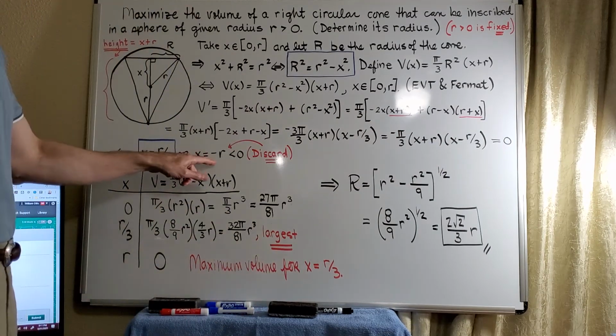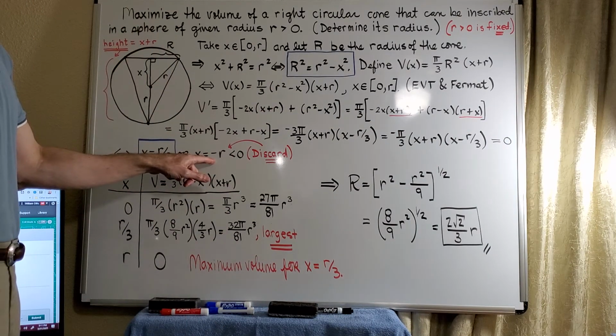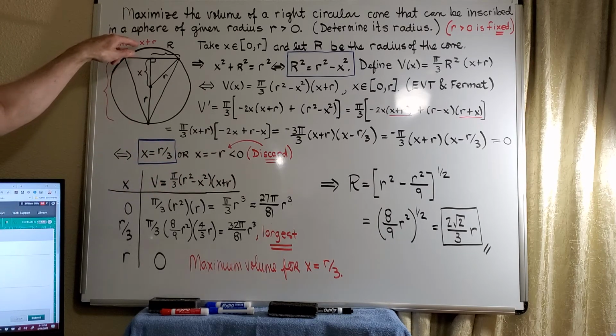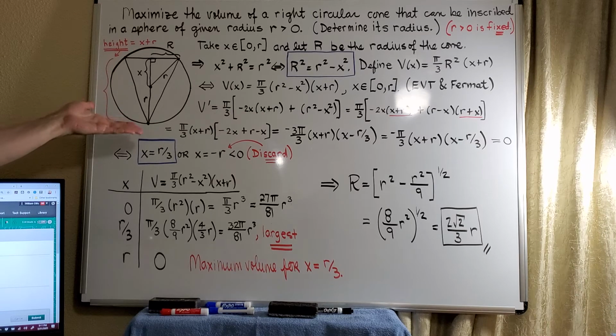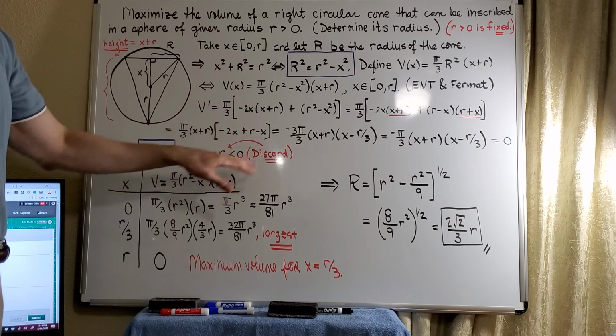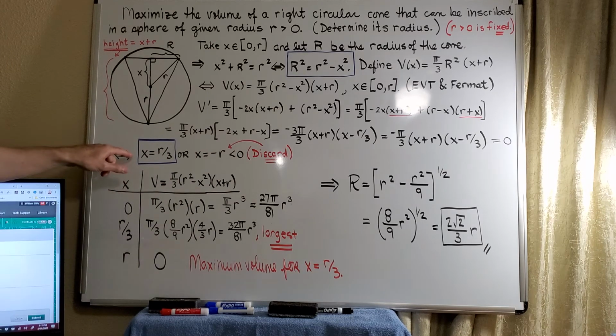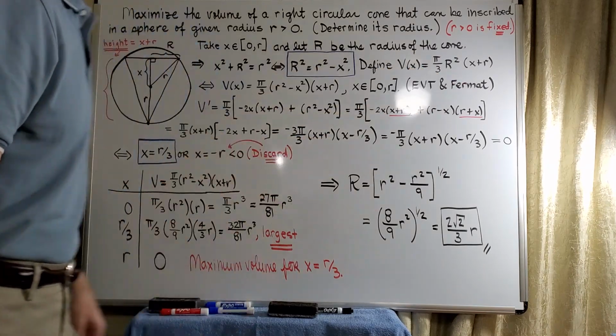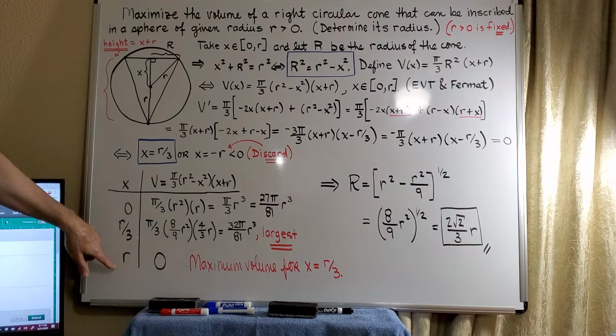Of course, the additive inverse of r makes x negative, and we're not really very interested in that, because if x is negative r, then the height is 0, and so we don't have any cone. So we're going to discard that right away. That's not going to give us anything that's useful. But this value here for x, r over 3, which lives between 0 and r, is actually something of interest to us. So again, we're going to use EVT and Fermat. So EVT says check the endpoints, and Fermat says check the critical numbers.